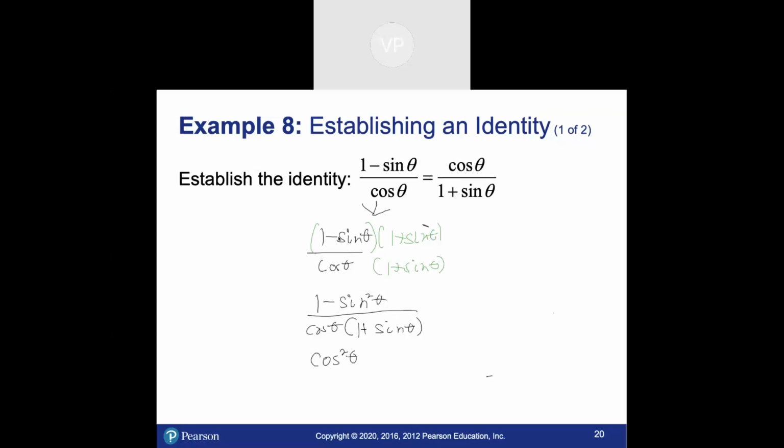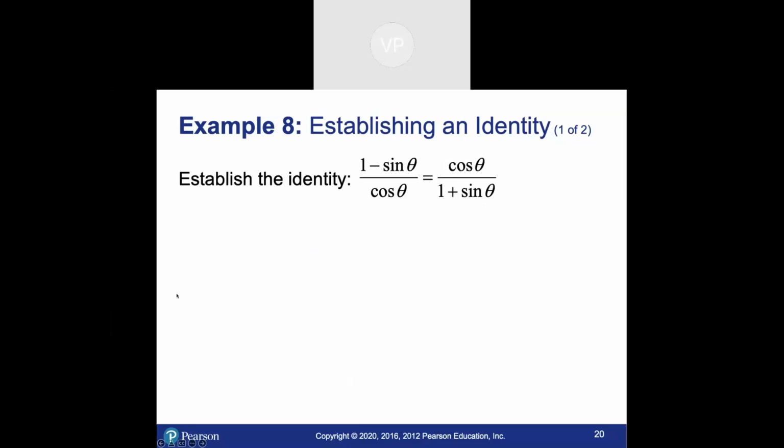Then I would write the top as cosine squared. And then cancel that cosine with one of those. And now I get cosine theta over 1 plus sine theta. And that's exactly what I was shooting for. So I've made the left equal to the right. And that's how I like to set them up, just because I think it's easier to see if you work down vertically. It's not a requirement. It is just what I have always preferred to do.